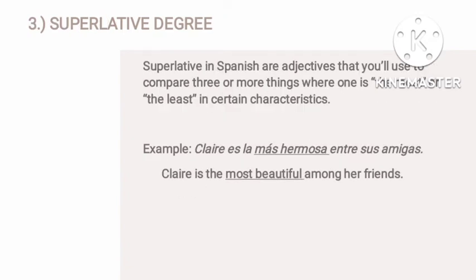The third one is the superlative degree. Superlatives in Spanish are adjectives that you'll use to compare 3 or more things where one is the most or the least in certain characteristics.